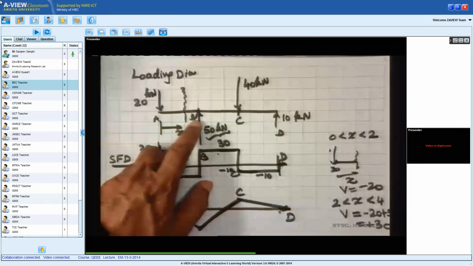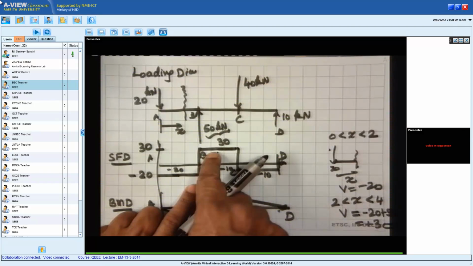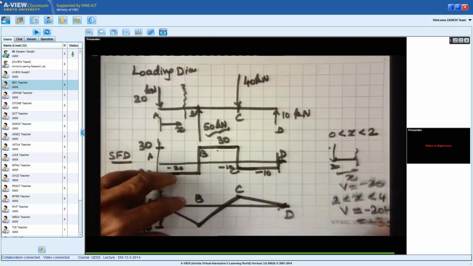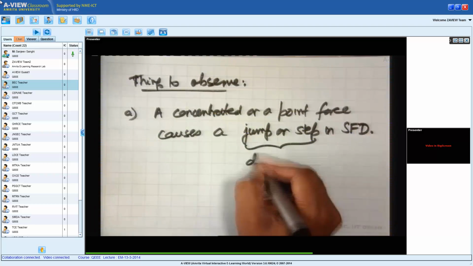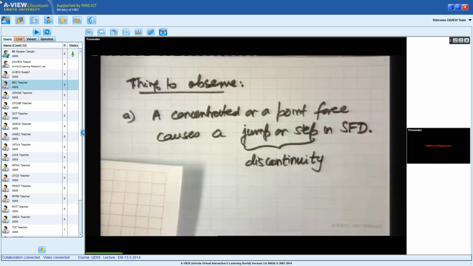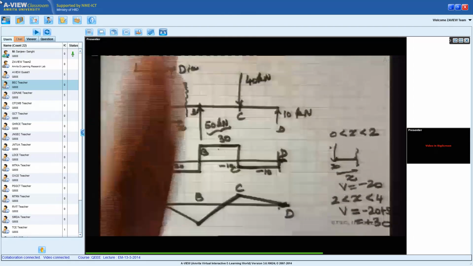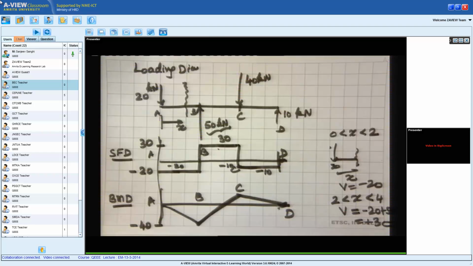We had a force of 50 kilonewtons acting at point B. If I look at the shear force diagram at point B, there is a jump. In fact, the correct mathematical word for this will be discontinuity. That means at a section just before B, where x is less than minus 2, the shear force is minus 20. And at a section just after B, the shear force is plus 30.